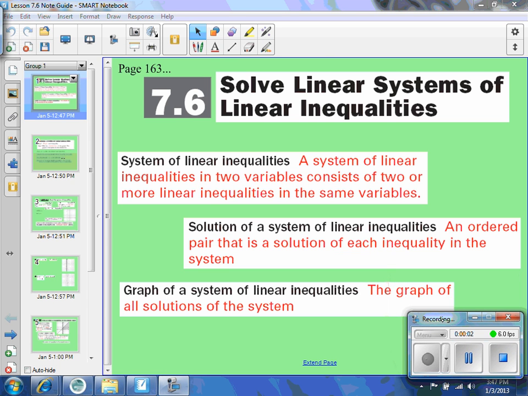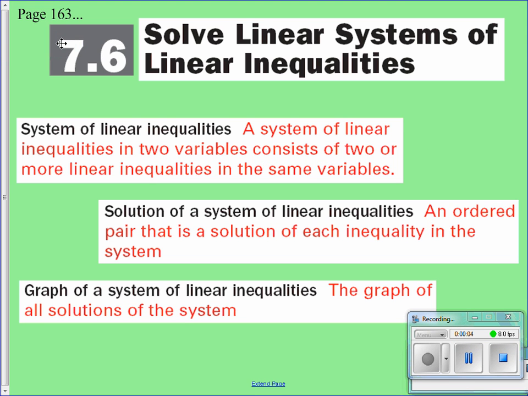Okay, this is 7.6. This is solving linear inequalities. Before we've had equations, linear systems, and those were straight lines. Now these are inequalities, and inequalities mean shading.